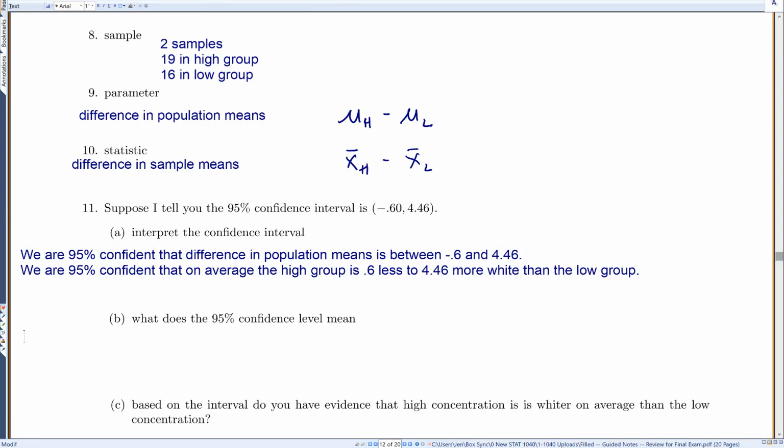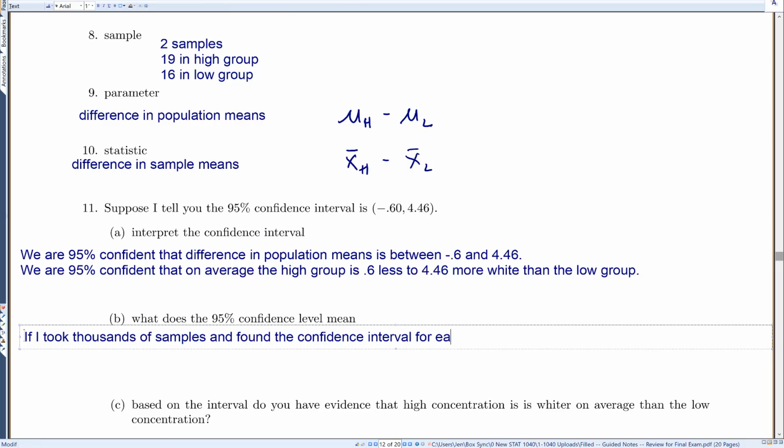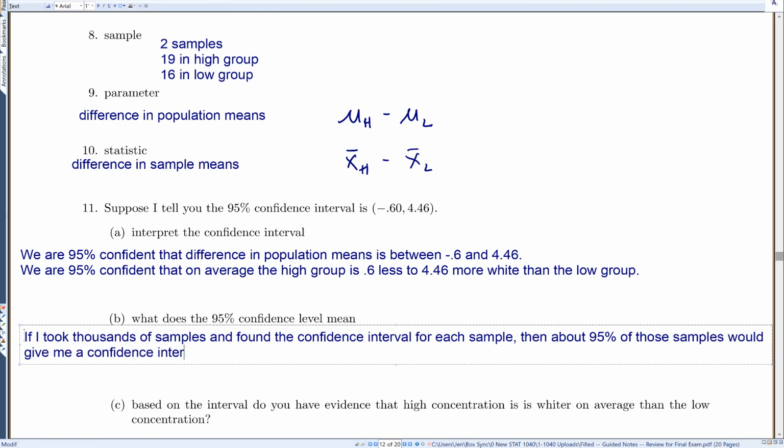Let's see, what does that 95% confidence level mean? We haven't actually talked about that for quite a while. So the confidence level means if I took thousands of samples and found the confidence interval for each sample, then about 95% of those samples would give me a confidence interval that actually contains the parameter, or the true difference in population means.